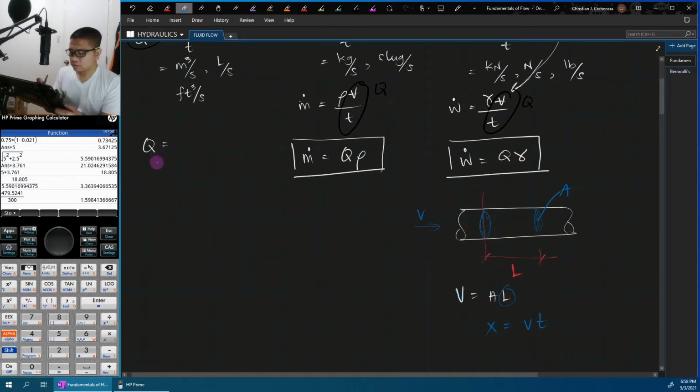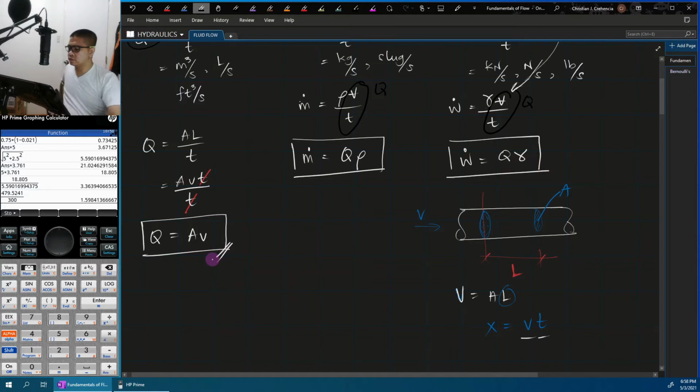Okay. So going back dito sa discharge, volume is area times L over time. Then yung L is velocity times time. Velocity times time. Then all over time. So we can cancel yung time and makikita natin that discharge Q is equal to area times velocity.